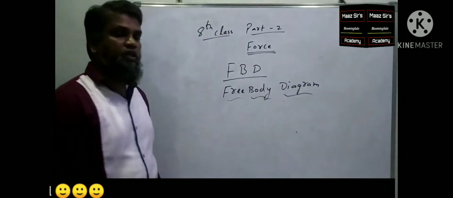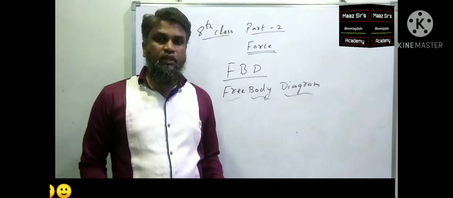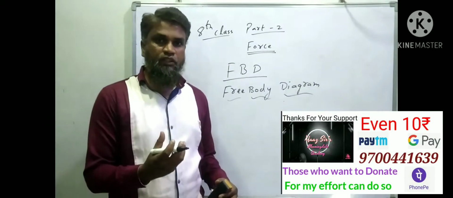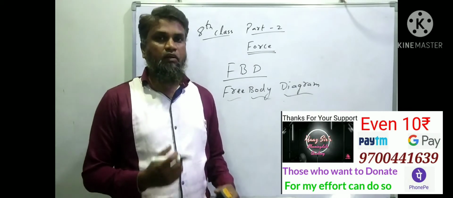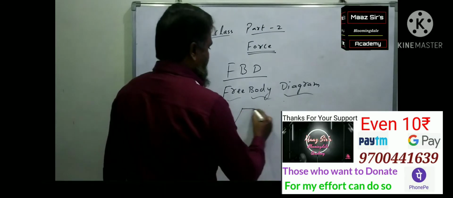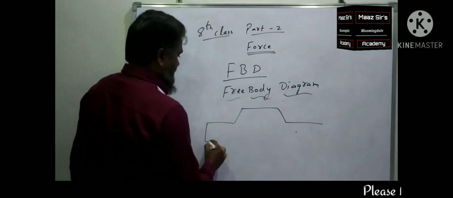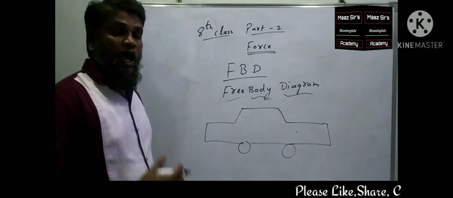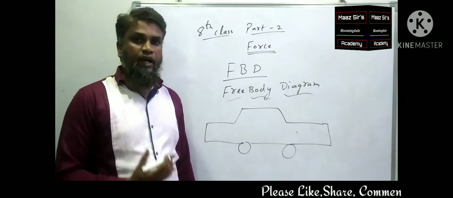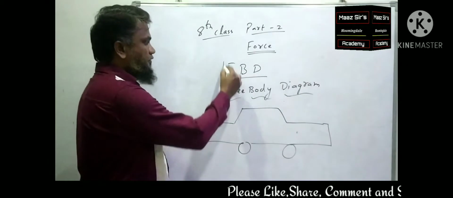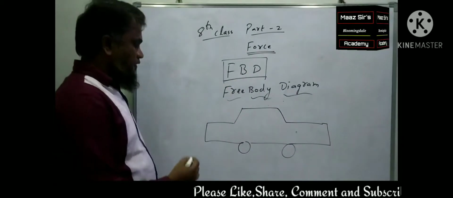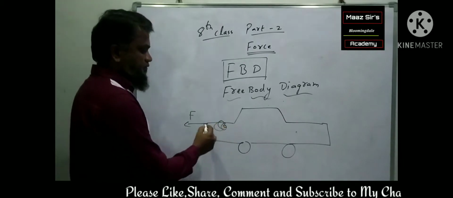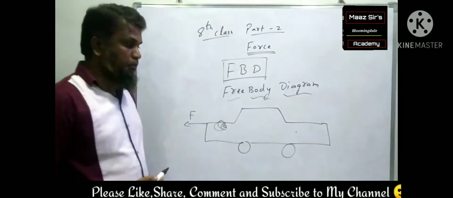So in general, what is FBD? What do we represent in FBD? In FBD, we represent the different types of forces acting on any object. For example, let us take a car. On this car, how many forces are acting? If you show it diagrammatically, then it becomes our free body diagram. For example, this is the force exerted by the engine in this direction. This is the main force.